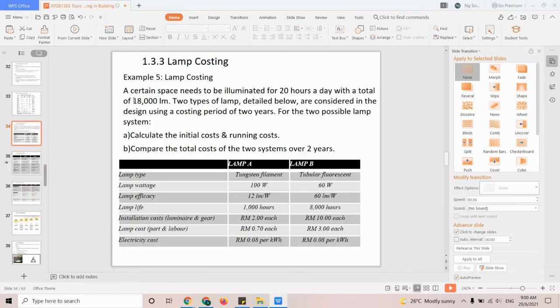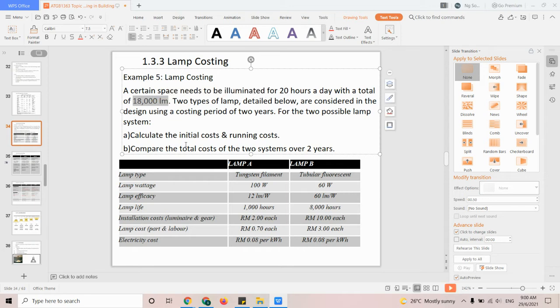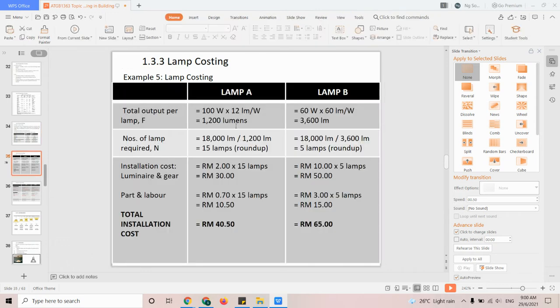In this question, they tell you that this space requires 18,000 lumen. Lumen can be obtained from the wattage multiplied by the efficiency, so you can take out the W and you'll be left with the lumen. From there, you just divide and you get the number of lamps. In this case, you'll get about 14 point something.